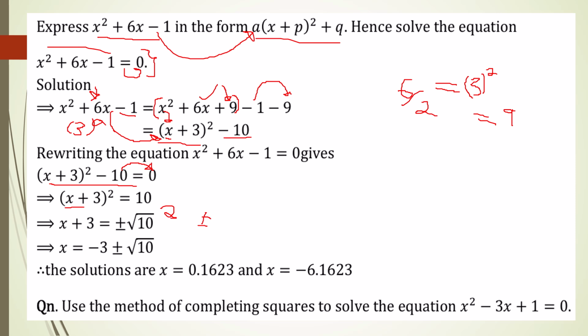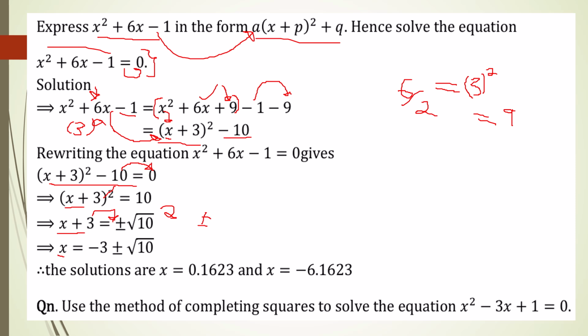So positive or negative. x plus 3, if you find the square root on both sides, this square is going to go away, and then we remain with x plus 3 being equal to positive or negative root of 10. So if you make x the subject, you simply take positive 3 this side across the equal sign. It's going to become negative 3 plus or minus root of 10.